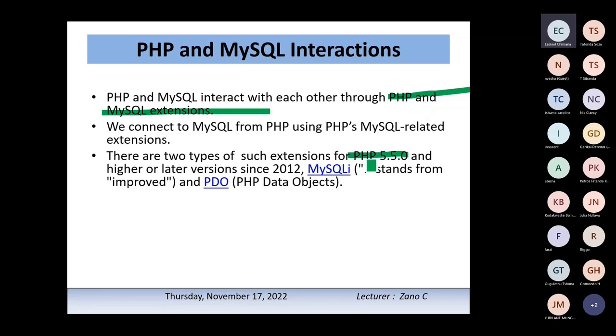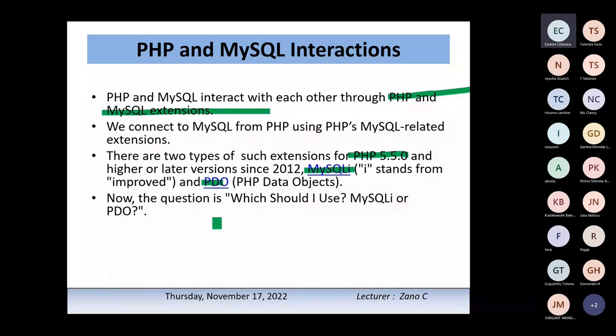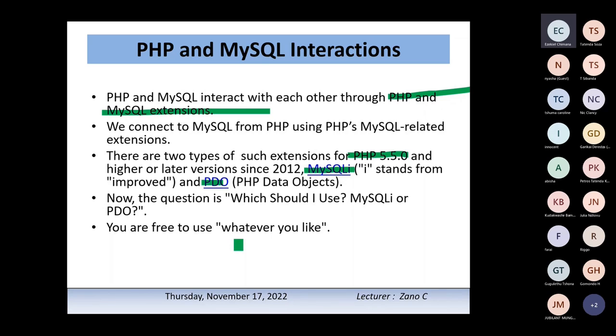If you are using PHP 5.50 and higher or later versions since 2012, you use MySQLi, where the i stands for improved, and the PDO, which is the PHP Data Objects. You can use any of the two. So now the question is, which should I use, MySQLi or PDO? You are free to use whatever you like here.